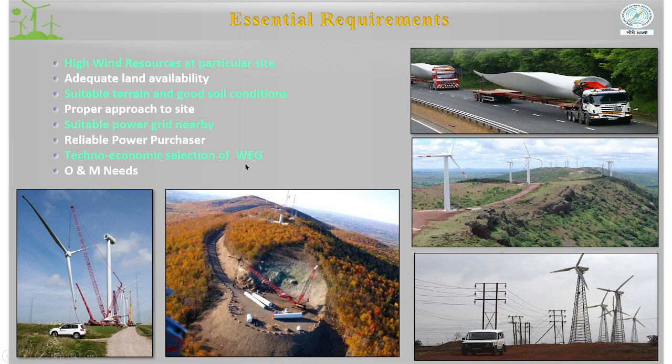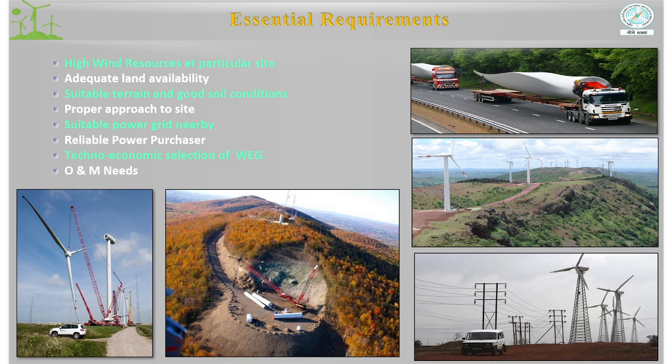Then suitable power grid supply, reliable power purchaser. In any case, in our case, the majority of the power purchase is done by the state utilities. Then techno-economic selection of wind electric generator. Techno-economic selection means you have to map both the wind resource as well as the wind machine. Then only you will get optimum generation. We will see that in the technology part.